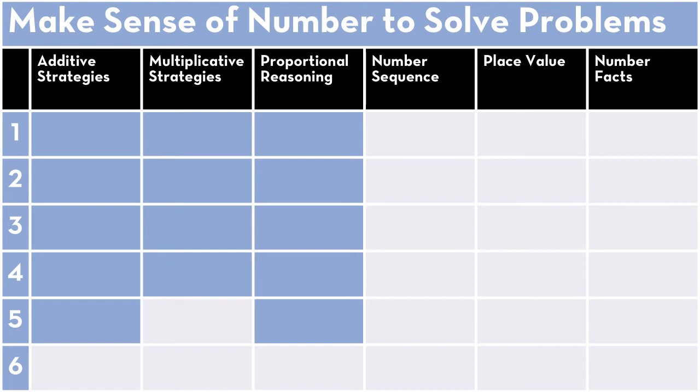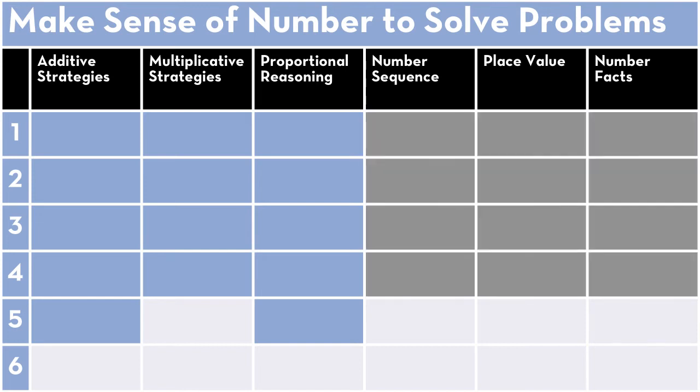Now, just with this particular strand, the make sense of number strand, there's a shortcut. If you know on the strategy side, that's these first 3 columns, that the highest step is a 5, then on the knowledge side of things, which is on the right hand side there, you can map everything by default at the step below the highest step on the other side. So it sounds more complicated than it actually is, but I've mapped additive and proportional reasoning at step 5. That means the knowledge that someone needs to do those things is automatically at step 4.